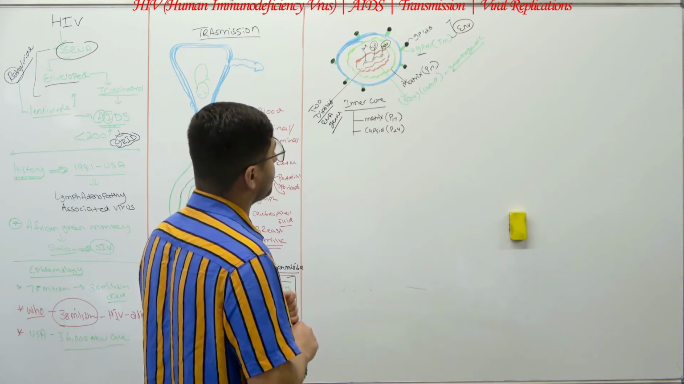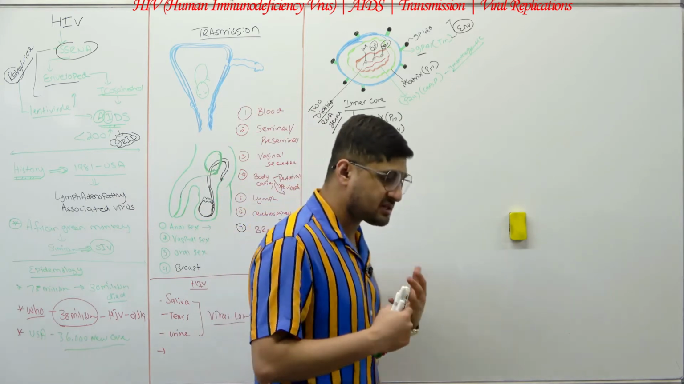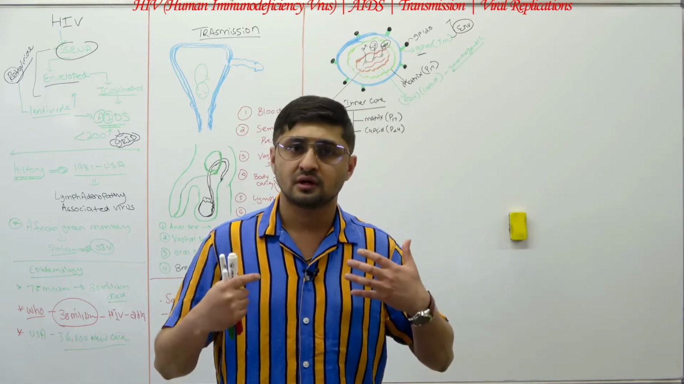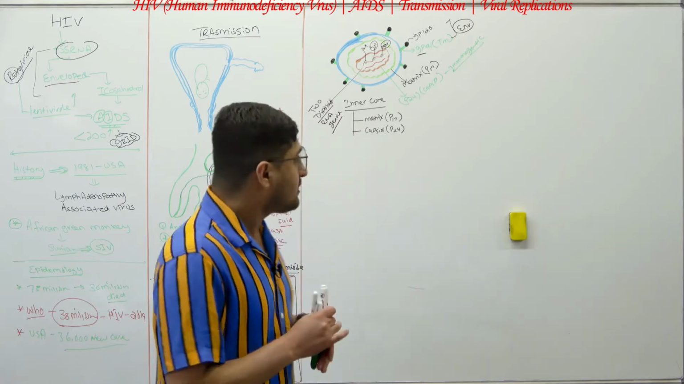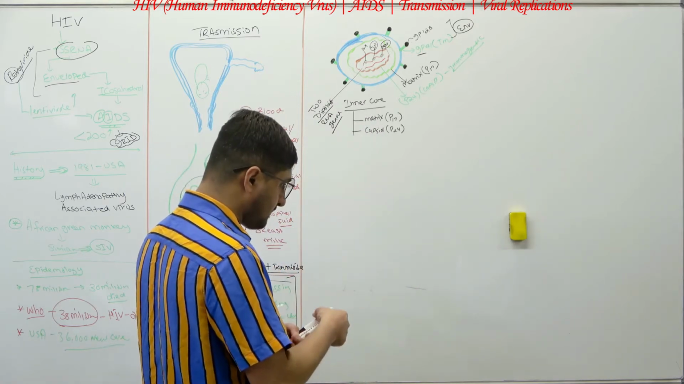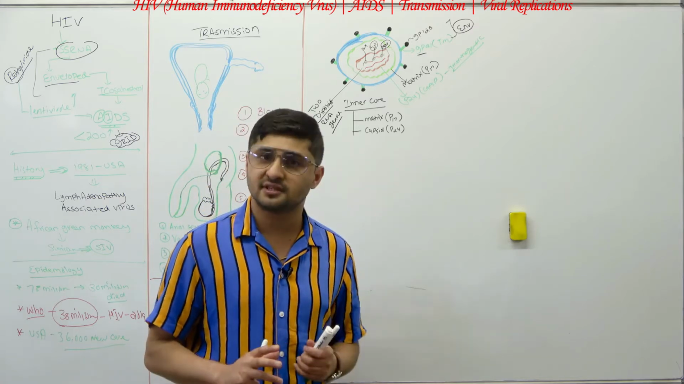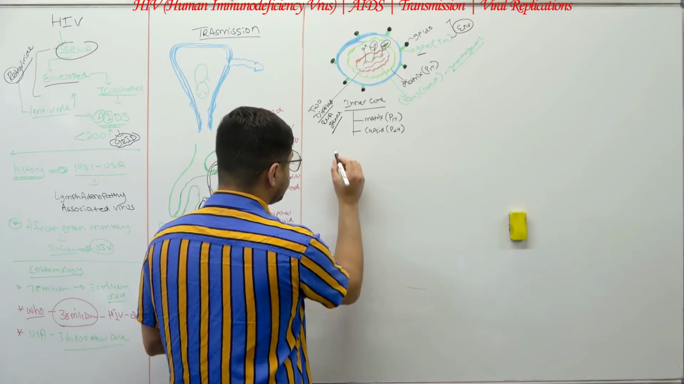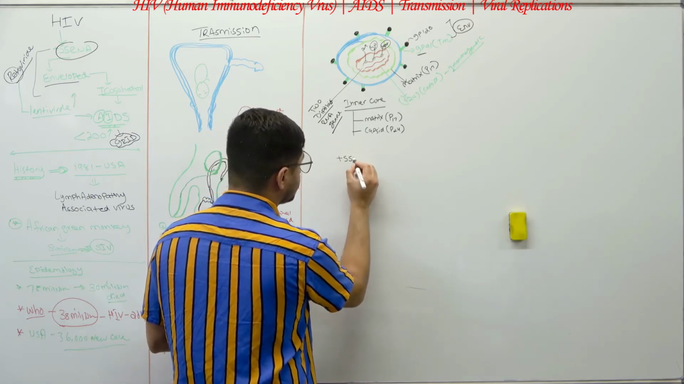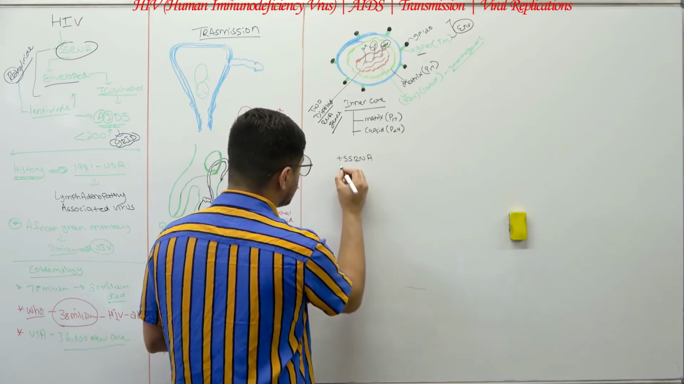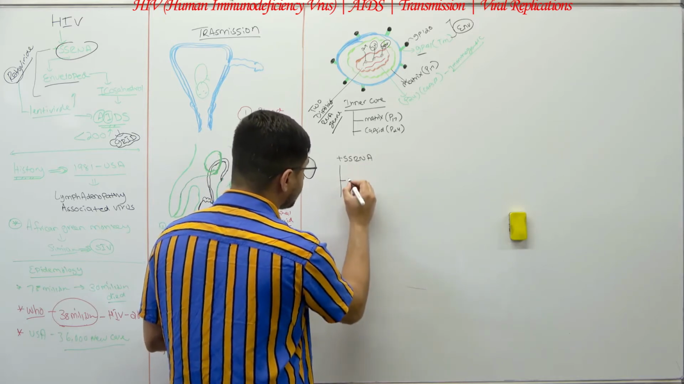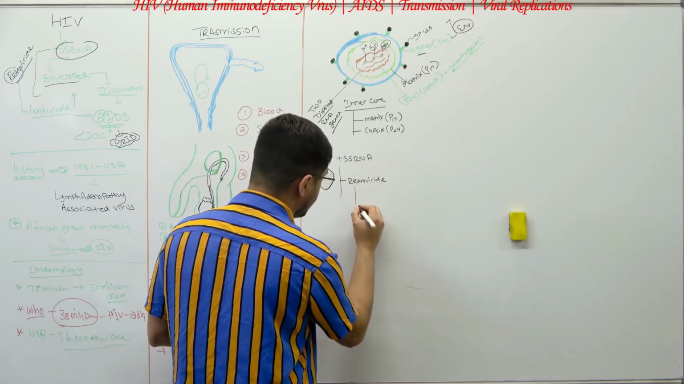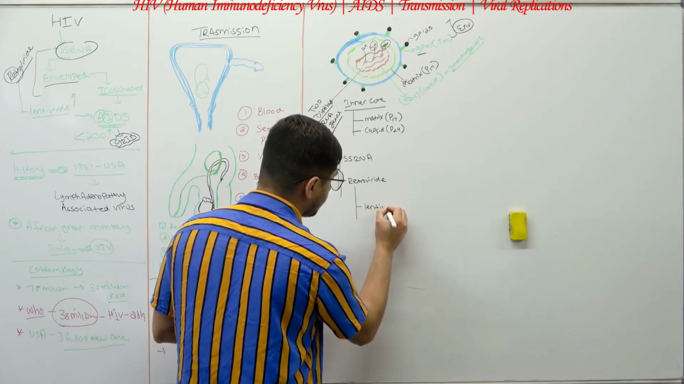Now let's talk about how this HIV infects our cells. But before we go there, we have to talk about the different types of HIV. Remember, this is a positive sense single-stranded RNA virus. It belongs to the family Retroviridae, and within that, to the genus Lentivirus, the Lentiviridae.